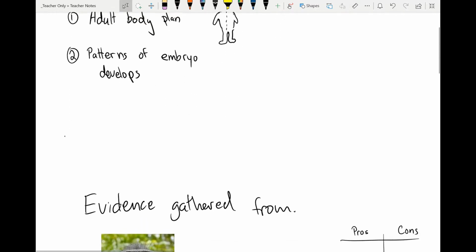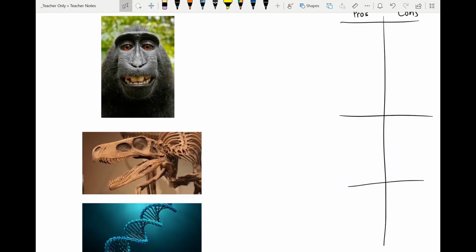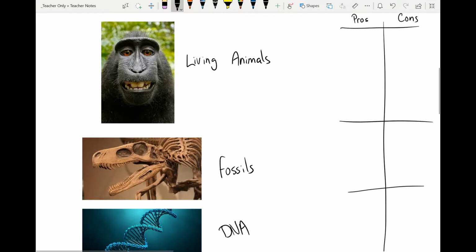Now, evidence, we gather it from 3 main sources. First one, of course, is living animals. Other one is fossils. And lastly, we have DNA. Now, ideally, we want all 3 of these because they give us the biggest picture. There are pros and cons to each.